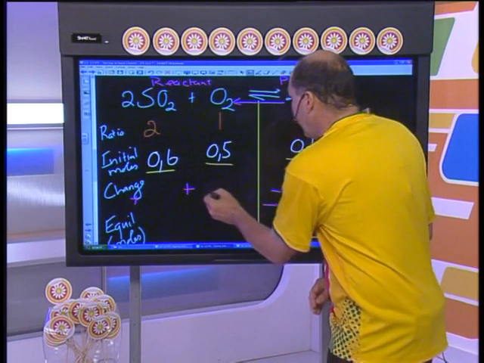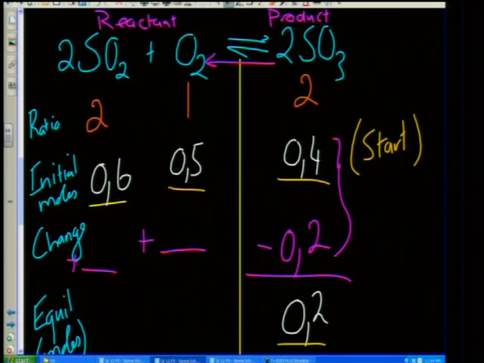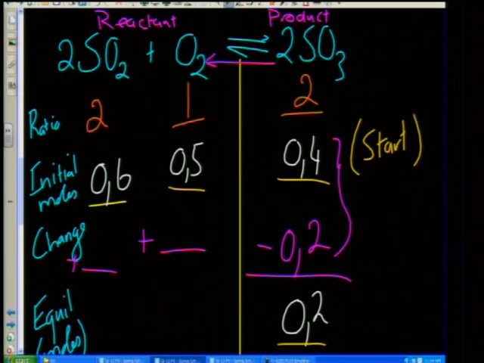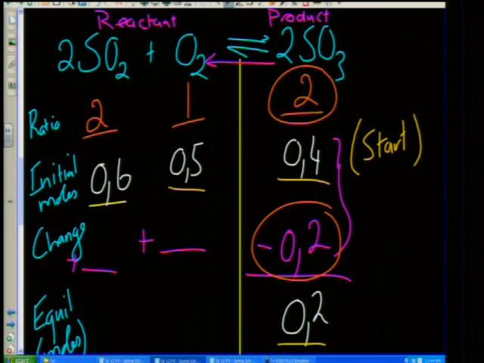Now, how do we find these missing values? This is the crucial step. Well, it's not too difficult. What we've got to do is go back to our orange numbers. It goes in the ratio of 2 is to 1 is to 2. So I recognize that the negative 0.2 is in a ratio with the number 2 there. I hope you can see that. I've ringed them in orange.